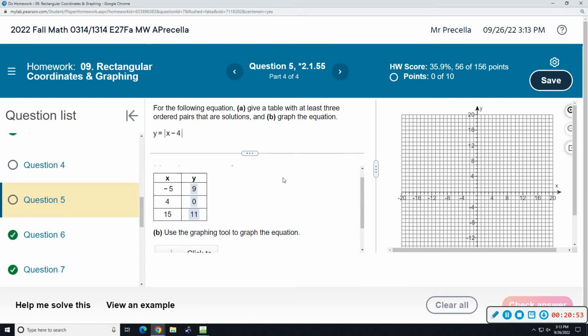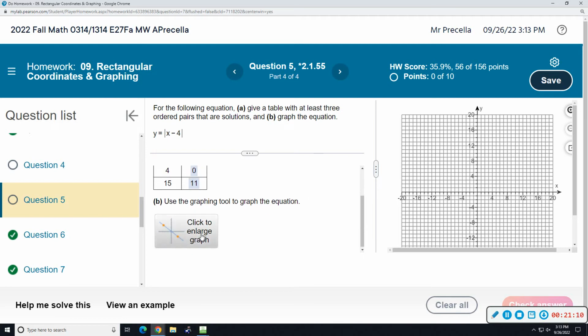Any questions on how we completed the table? Any questions on how we knew that the vertex was at 4, 0? When is that stuff inside there equal to 0? That's the location of the vertex.